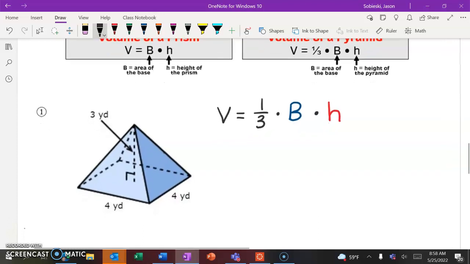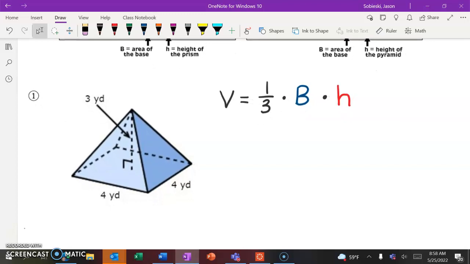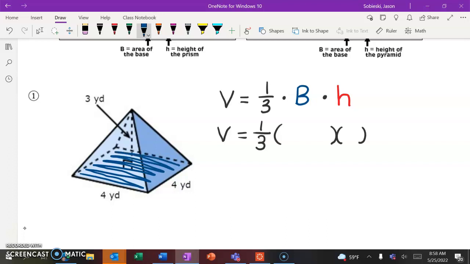So now we have our formula ready to go. We just have to make our substitutions for B and H. So what I'm going to do is replace those variables with sets of parentheses so that we can substitute in. Again, B is the area of the base, so you need to be able to find the base in your pyramid, which in this case is a square pyramid, so the base is the square at the bottom.